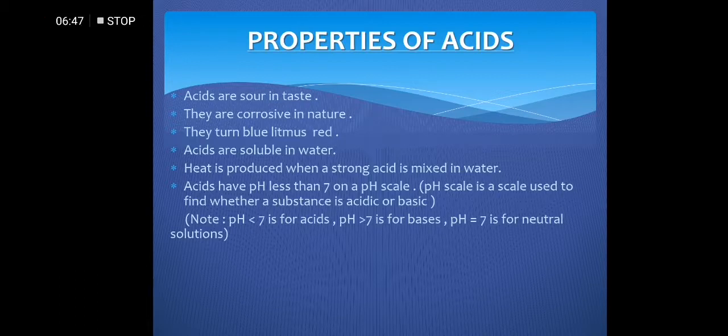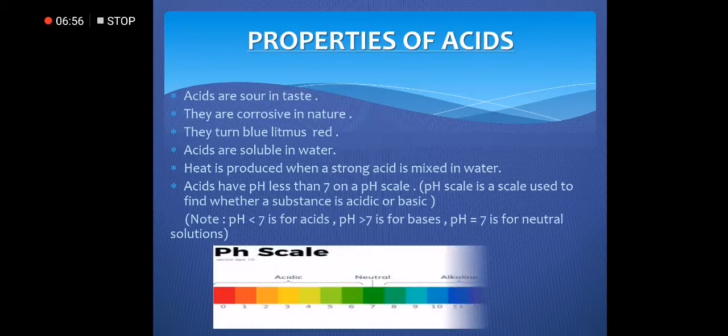This test is easy and very comfortable for us to find out whether the substance is acidic or basic in nature. If the value of pH goes below 7, the substance is an acid. If the value of pH goes more than 7, the substance is a base. And if it is 7, then the substance is neither a base nor an acid. That means it is a neutral substance. This indication we get easily with the help of these colors.